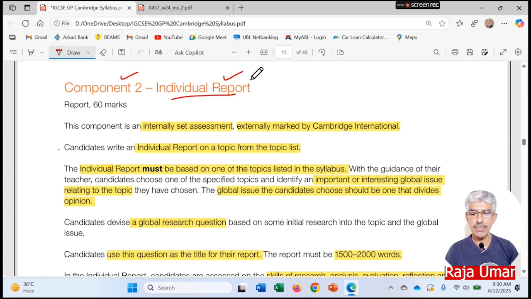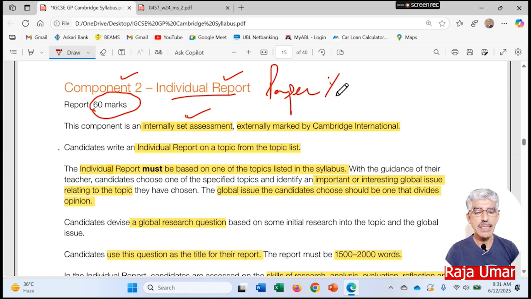Component 2, the individual report of Global Perspectives, is a 60 marks report, and a very important factor is that it is an internally set assessment. So there is no such exam, no such paper, but only a research report you are supposed to submit to your teacher, and that will be uploaded on the Cambridge portal for the assessment. So it is externally marked by Cambridge.